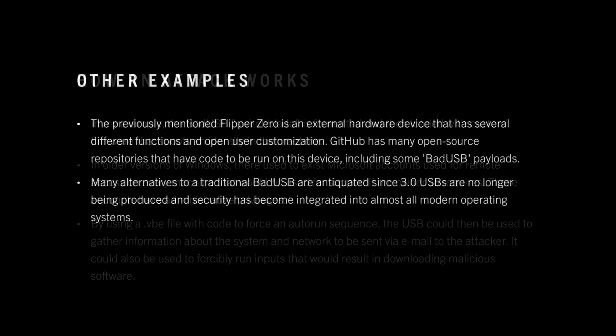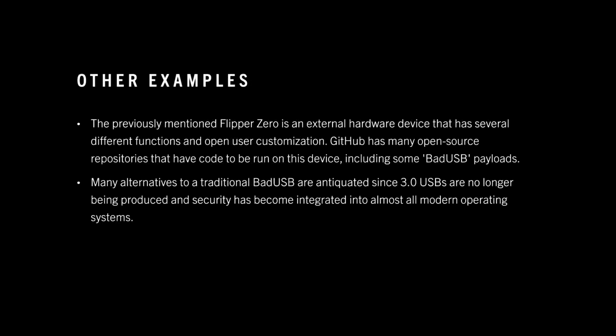The previously mentioned Flipper Zero is an external hardware device that has several different functions and open user customization. GitHub has many open source repositories that have code to be run on this device, including some bad USB payloads. Many alternatives to a traditional bad USB are antiquated since 3.0 USBs are no longer being produced, and security has become integrated into almost all modern operating systems.